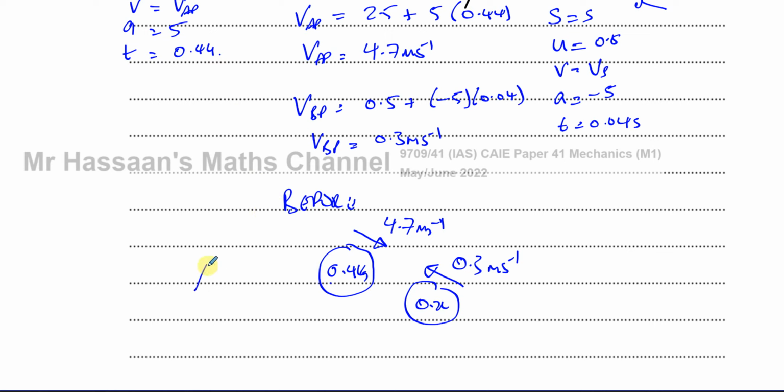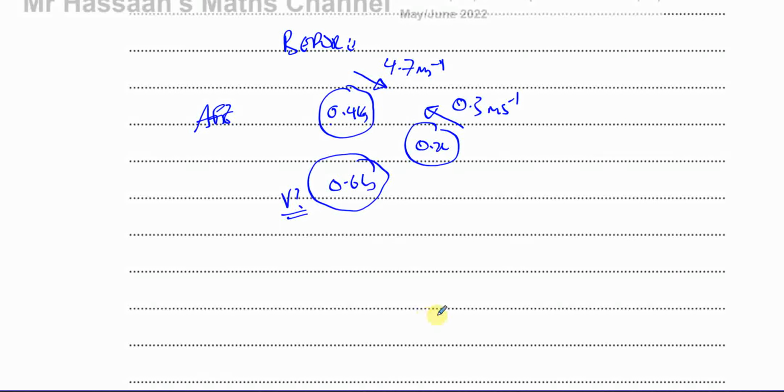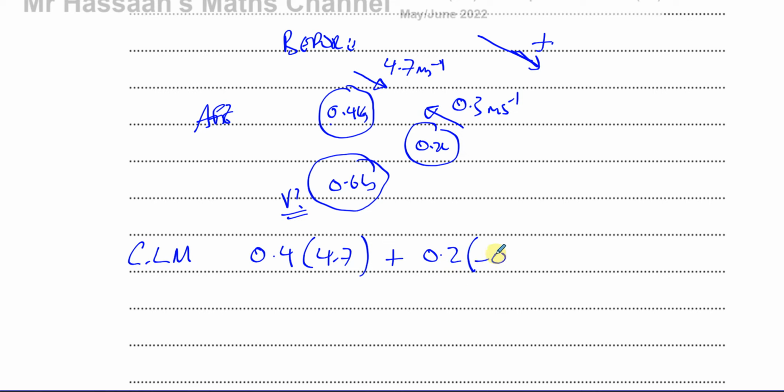Okay, and after the collision, what happens is they join together as one particle, which is 0.6 kg, and we want to find what's happening to the velocity after the collision. All right, so we're going to use the conservation of linear momentum. We can say before the collision, you have the mass 0.4 times 4.7, and I'm going to take this direction as positive. Okay, so 0.4 times 4.7 plus the mass 0.2 times minus 0.3 equals the total mass, which is 0.6 times the velocity of the combined particle. So this should give us an answer.